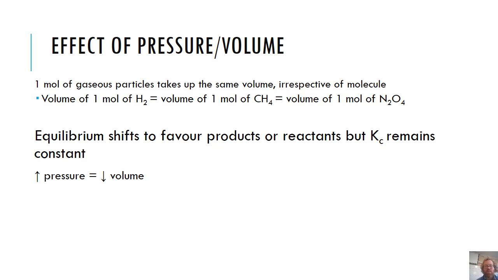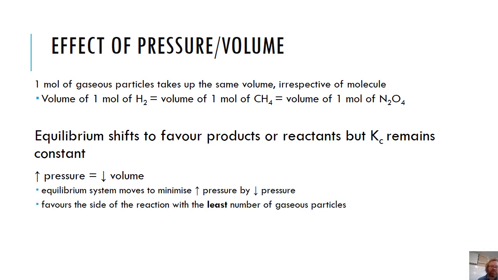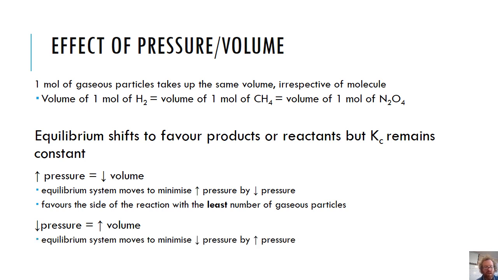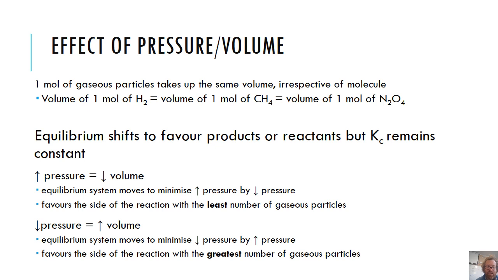And again, trying to undo what we do. So if we increase the pressure, which is the same as decreasing the volume, it wants to minimize the increase by decreasing the pressure. So it's going to favour the side with the least number of gaseous particles, because the more particles in there, the higher the pressure. So in reverse, if I decrease the pressure by increasing the volume, you're going to try to minimize that decrease by increasing the pressure, therefore favouring the side with the greatest number of gaseous particles.